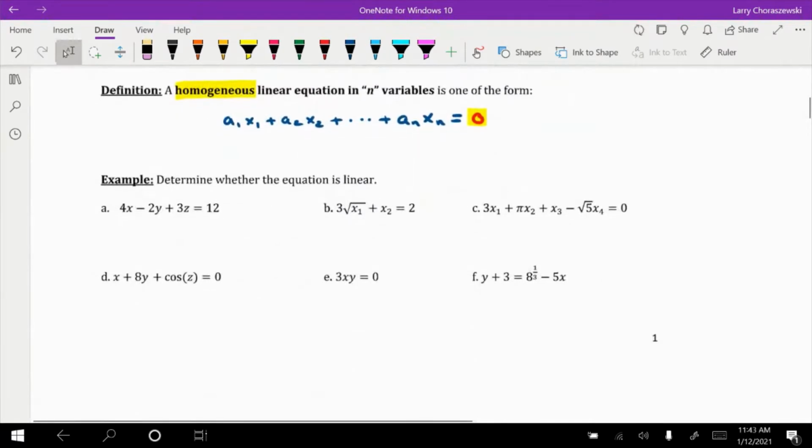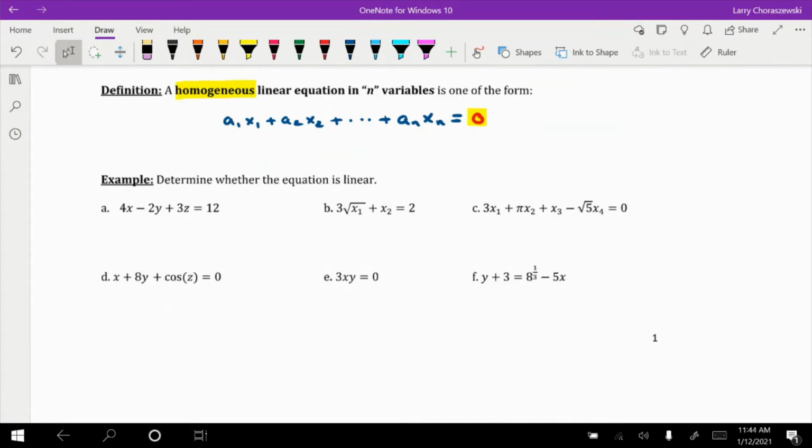So we're going to work on our first example here, where we're going to determine whether the equation is linear. And even though it doesn't require it, I would like us to also classify whether that linear equation is homogeneous or non-homogeneous. But if we come across an equation that's not a linear equation, then there's no point in trying to classify it as homogeneous or non-homogeneous. Those classifications are only for linear equations. All right, so let's take a look at example part A.